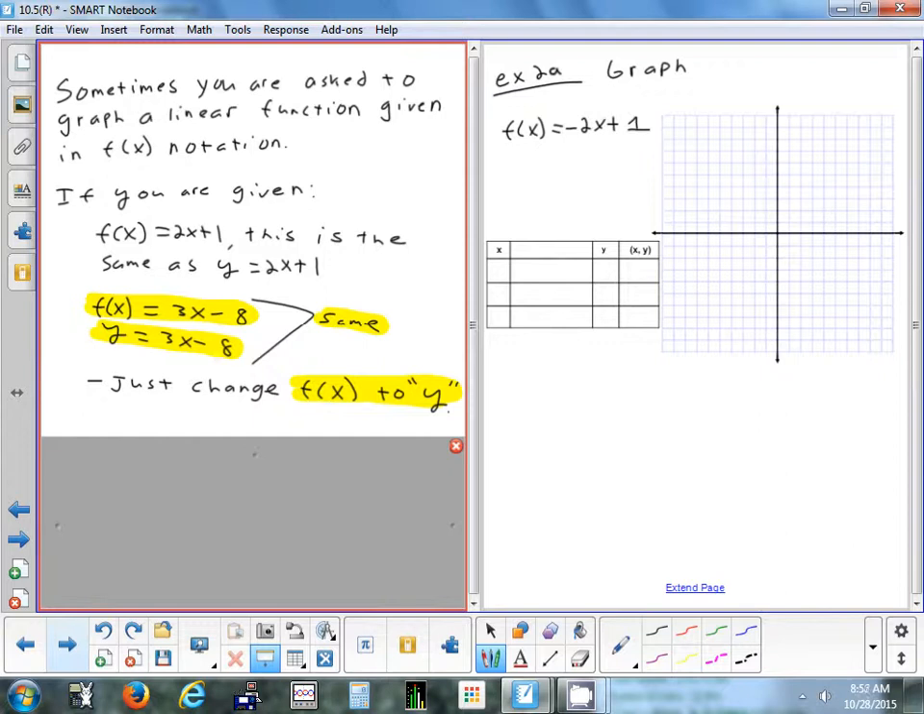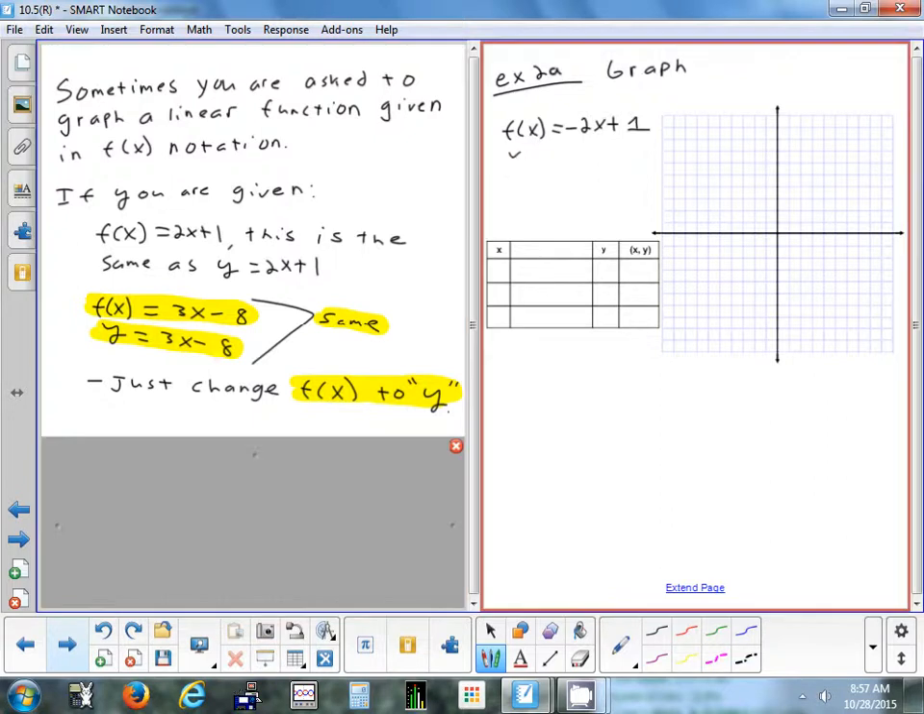Right. So if you have one like this on the test, it says graph f of x equals negative 2x plus 1. What's the first thing I could do to make this written in a more friendly way that we like? Change f of x to y. Yeah, change f of x to y. So what will my equation say? Y equals negative 2x plus 1. Okay? And that's it.